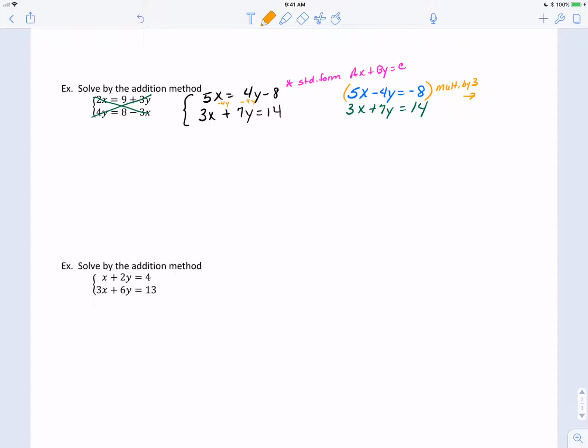All right, so we're multiplying every term by 3 in the first equation. So 5x times 3 is 15x.